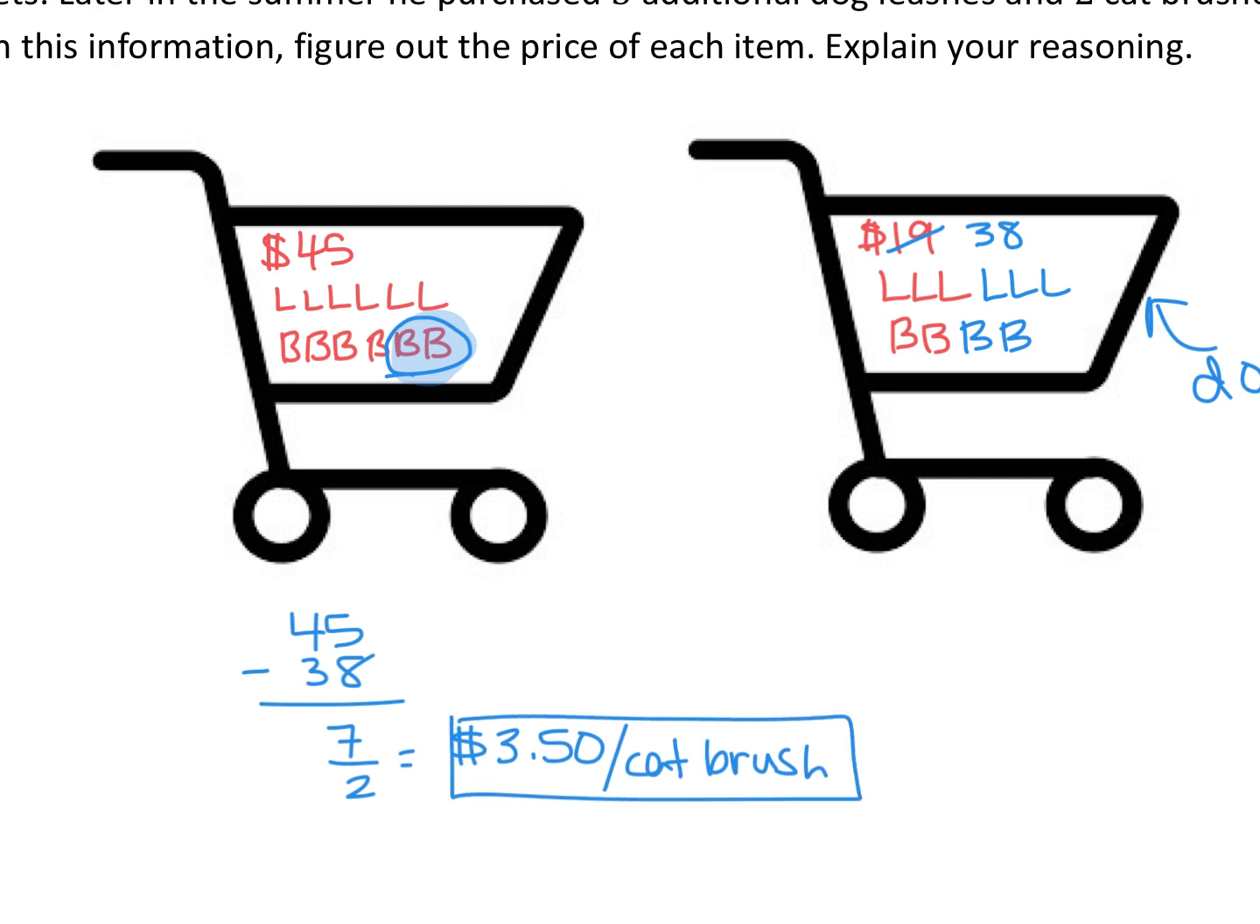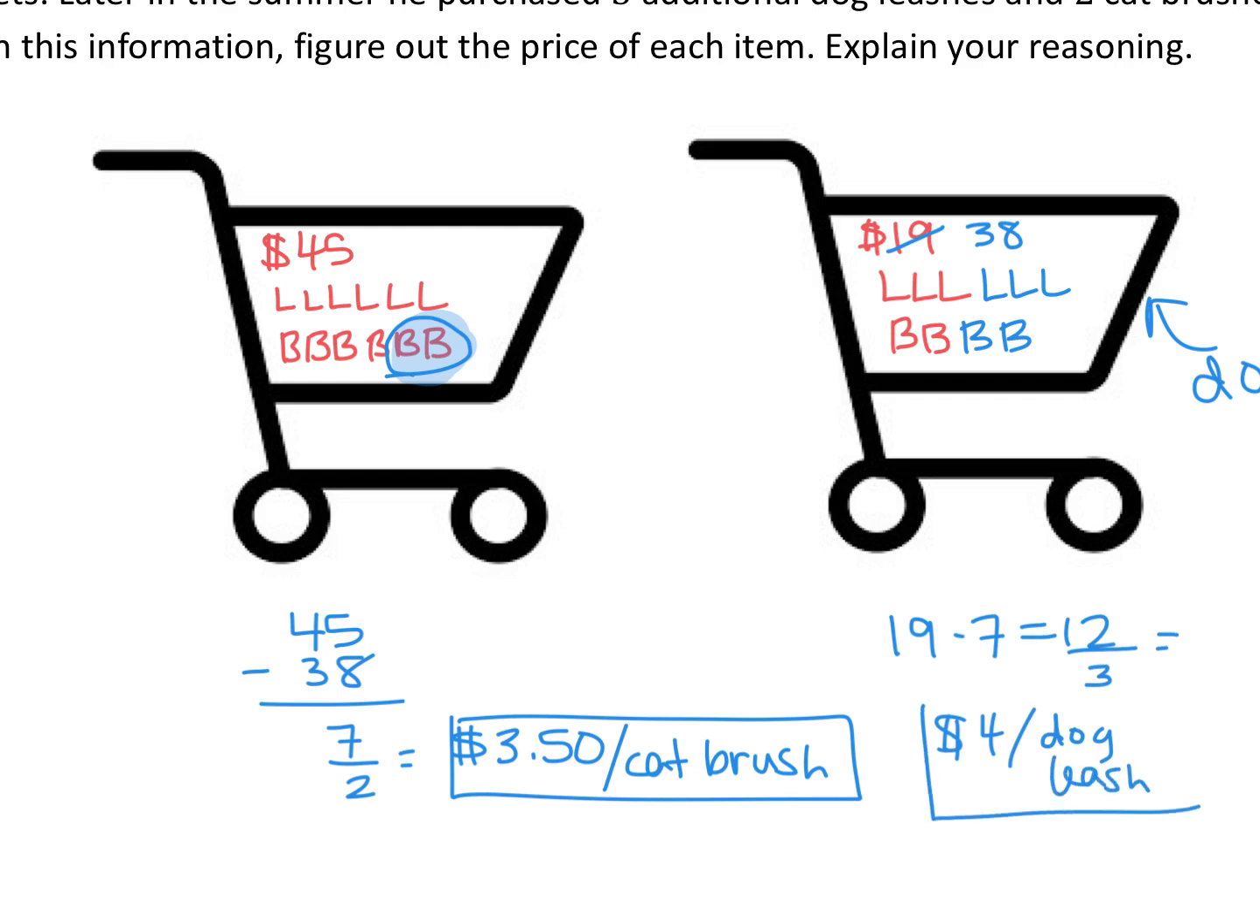Okay, now let's see if we can figure out the leashes. So why don't we use that second cart? So we know that the second cart originally was $19. And it's got 2 brushes. And we know 2 brushes is $7. So let's do 19 minus 7. So that's $12 left over, which is for the 3 leashes. If I split that into 3, that'll get me the cost per dog leash. So it looks like that's $4 per dog leash.